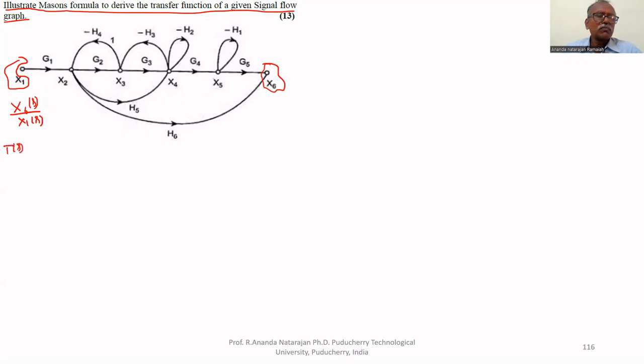P(s), that is X6(s) upon X1(s), equals 1 by delta, sigma Pk delta k, where k equals the number of forward paths. Here, this is one forward path from input to output. This is the second forward path. This is the third forward path. No other paths are there. Therefore, k equals 3.